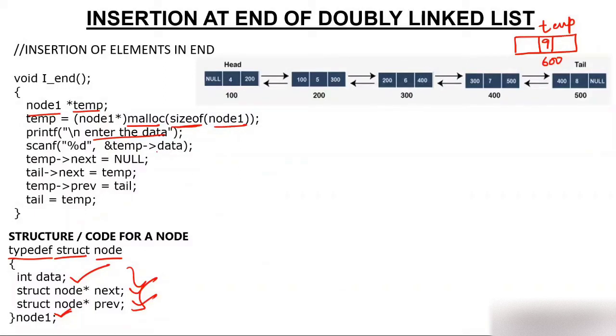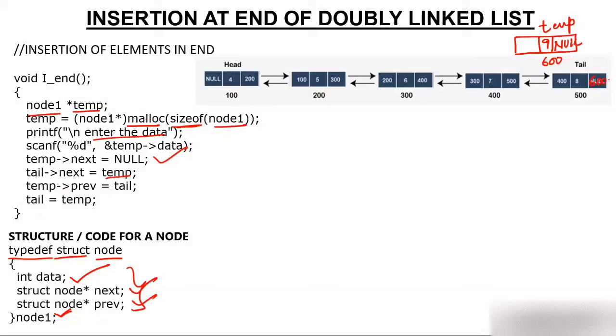I've already explained this to you many times. Temp next: what is temp next? There is no node after that, because temp is going to be the last node, so temp next will have null. This is perfectly fine. Tail next: what is tail next? Right now it has null, but since temp is coming ahead of tail, tail next will have temp. What is temp? 600.